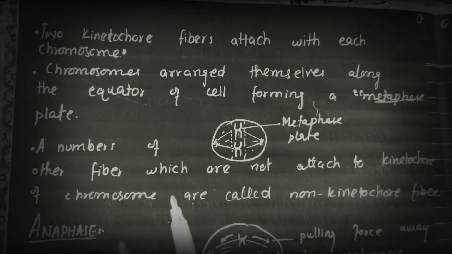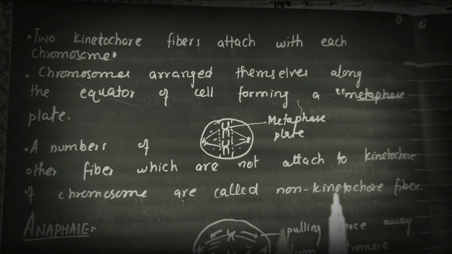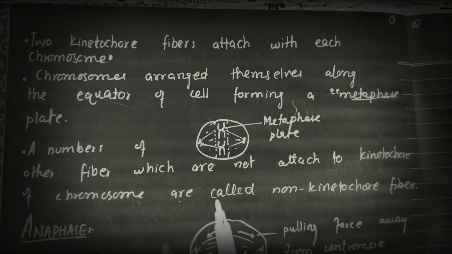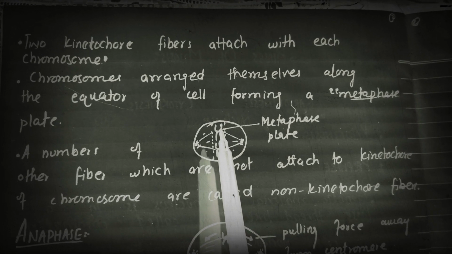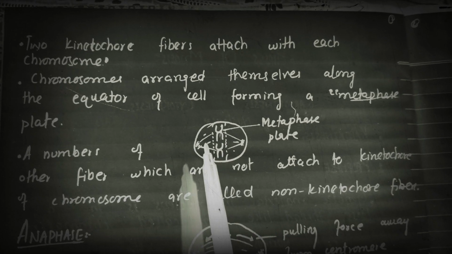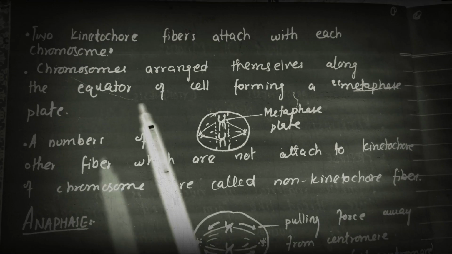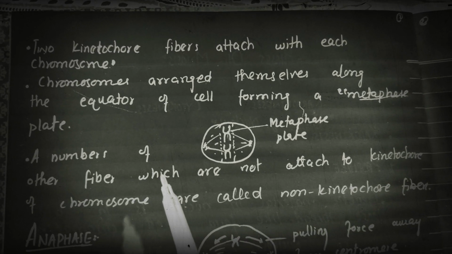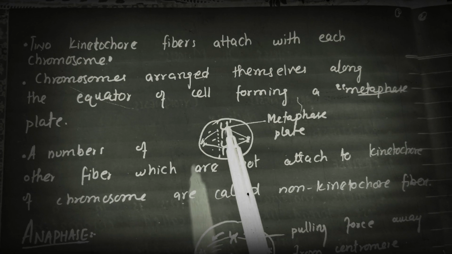A number of other fibers which are not attached to the kinetochore of the chromosome are called non-kinetochore spindle fibers, like this. This fiber is not attached to the kinetochore. This is called a non-kinetochore spindle fiber. This is all about metaphase. Resultantly, chromosomes align at the equatorial plate in metaphase.